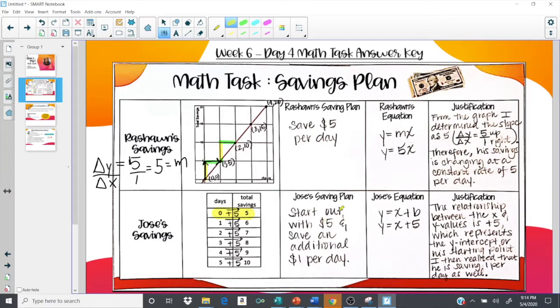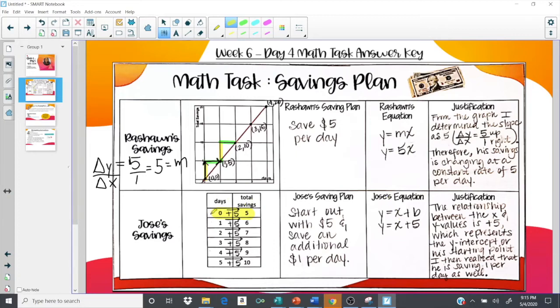So I described Jose's savings plan as he's going to start out with $5. So start out with $5 and save an additional $1 per day. Okay? Each day, the savings are only increasing by $1.